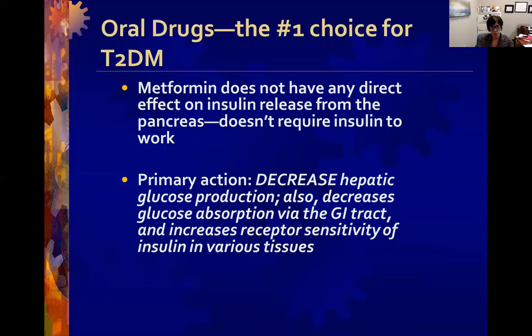But it also decreases the absorption in the GI tract. So remember, when you eat and it starts to break up into glucose molecules in the small intestine, what metformin does is it actually takes it from the GI tract and puts it in the toilet. So again, diarrhea, a common symptom. So it decreases glucose absorption via the GI tract and increases the receptor sensitivity of insulin to various tissues. So it also makes the receptor say, hey, let me take this insulin that's on board.